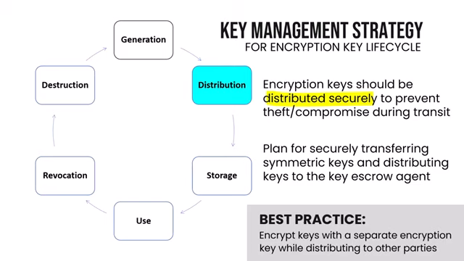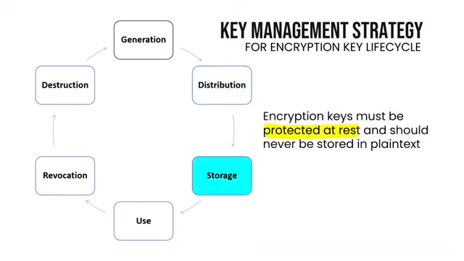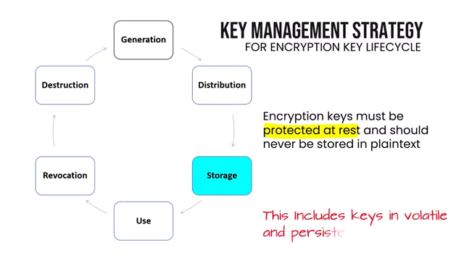And you want to plan for securely transferring symmetric keys and distributing keys to the key escrow agent as well, so in case a key is lost, we can recover and decrypt that data. In terms of storage, encryption keys must be protected at rest and should never be stored in plain text. And this includes keys in volatile and persistent memory. So we shouldn't have a scenario where our encryption keys remain unencrypted in memory of a computer or other device.